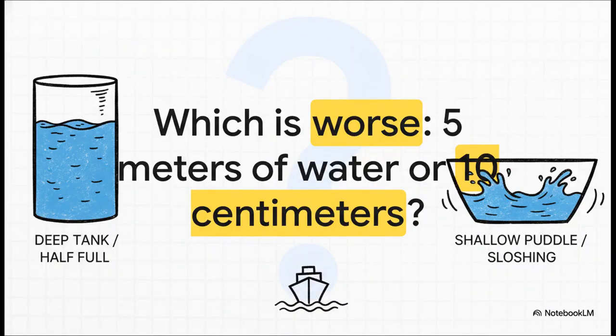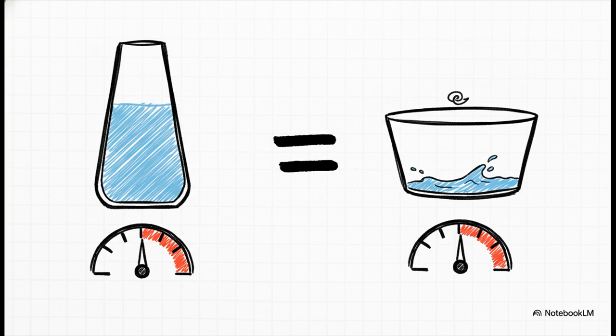Okay, so what about the amount of liquid? Here's a classic question that trips a lot of people up. Which of these is more dangerous? A tank that's half full with 5 meters of water, or a tank that has just a shallow 10-centimeter puddle sloshing across the bottom? And the answer, which is pretty mind-blowing, is that the effect is identical.